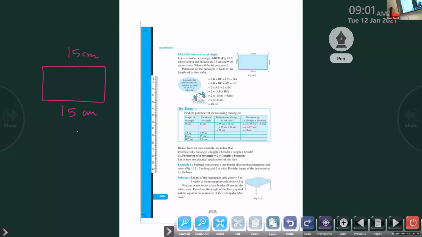Perimeter equal to? 15 plus 9 plus 15 plus 9. Okay. How many times is 15 there, children? Two times. So 2 times 15 plus 2 times 9. How will you write this 2 times? What do you mean by 2 times? You already know because you studied algebra.